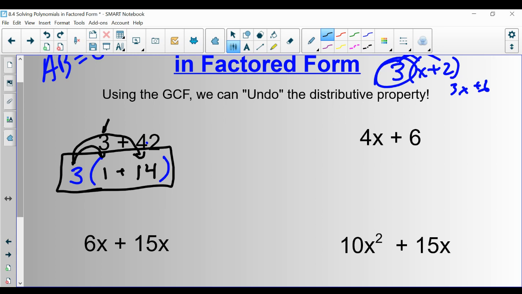And we could easily double check our work by saying, what is 3 times 1? It's 3. And what is 3 times 14? It's 42. Okay, we got back to where we started.